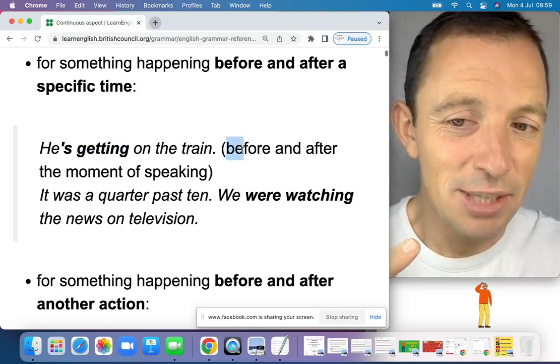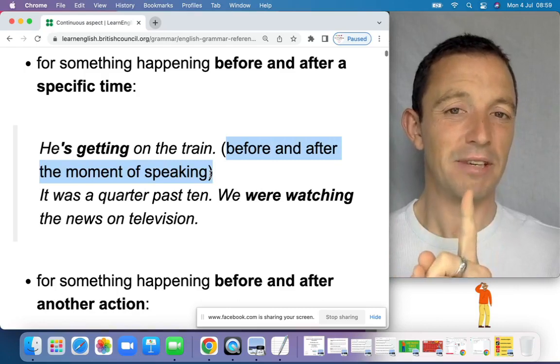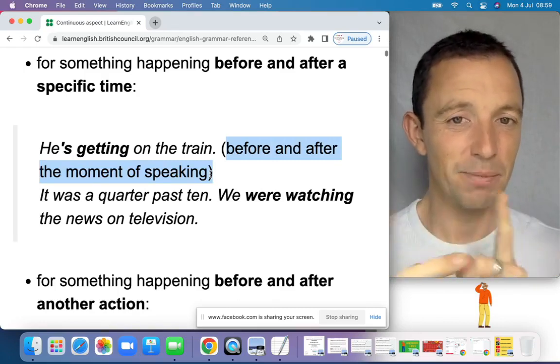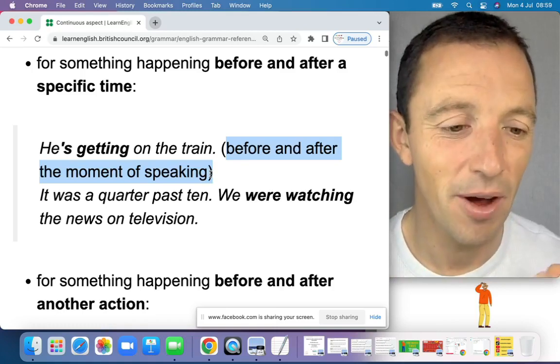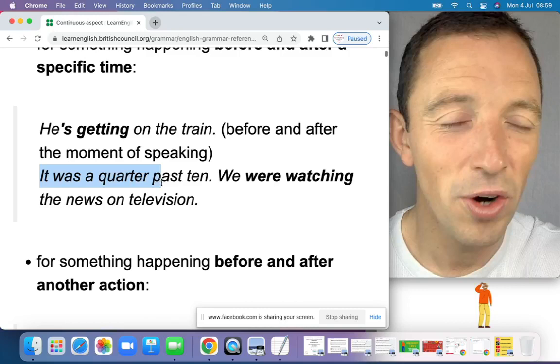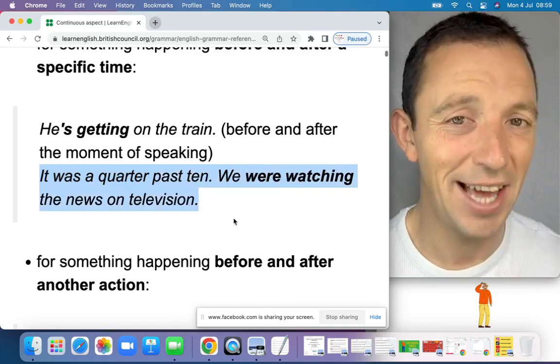So this action is before and after the moment of speaking. So you are speaking in this specific moment, and he is getting on the train before and after this moment, and that is the idea of the continuous. Next, it was 10:15. We were watching the news on television.